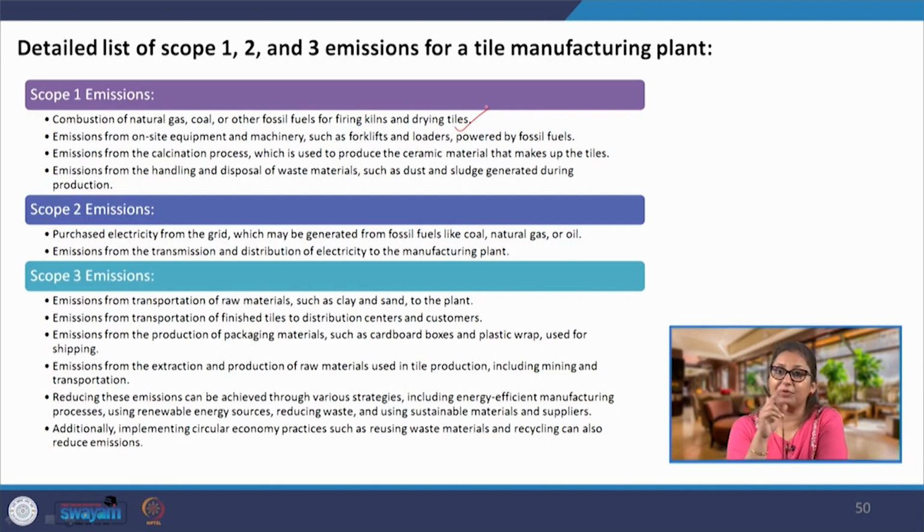So, the emission factor of electricity might vary, but we will put electricity in scope 2 emissions. Then again scope 2 emissions, emissions from the transmission and distribution, T&D losses of electricity, can be counted as part of the emission factor of electricity.